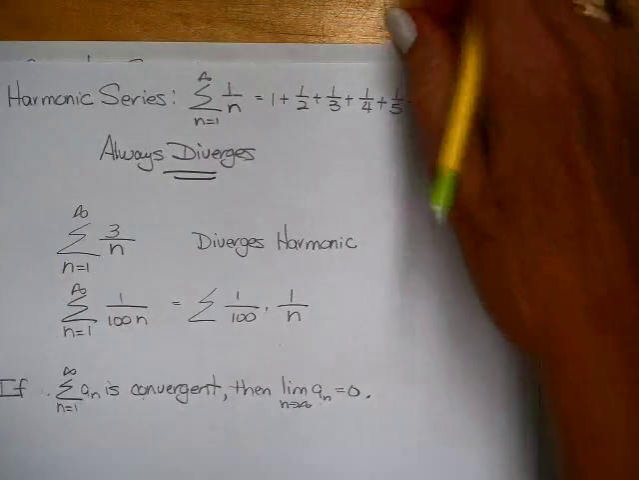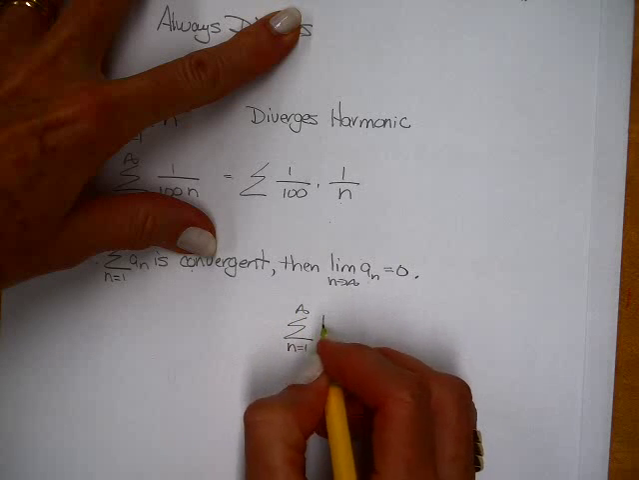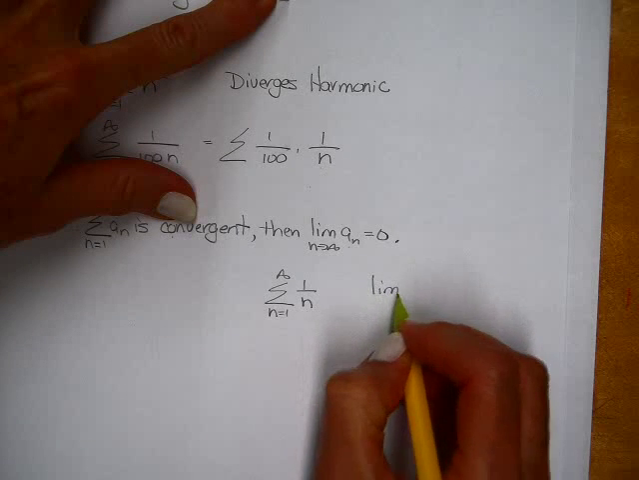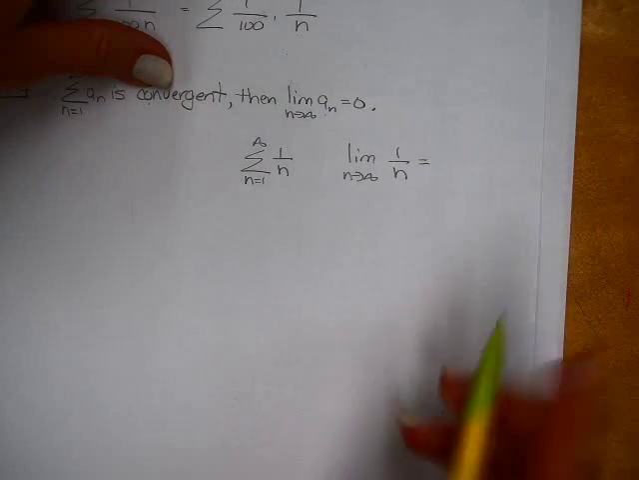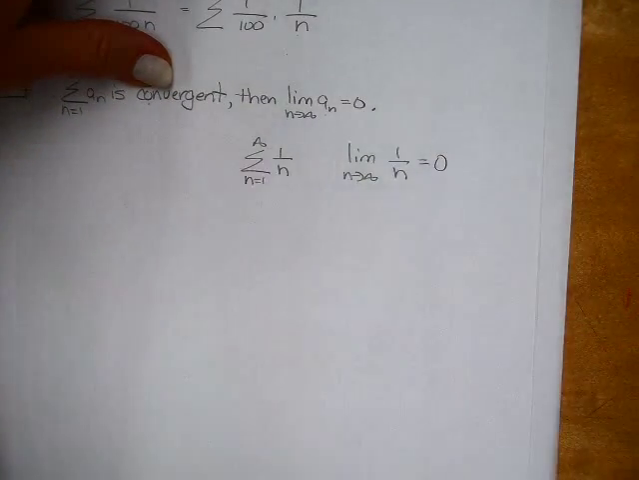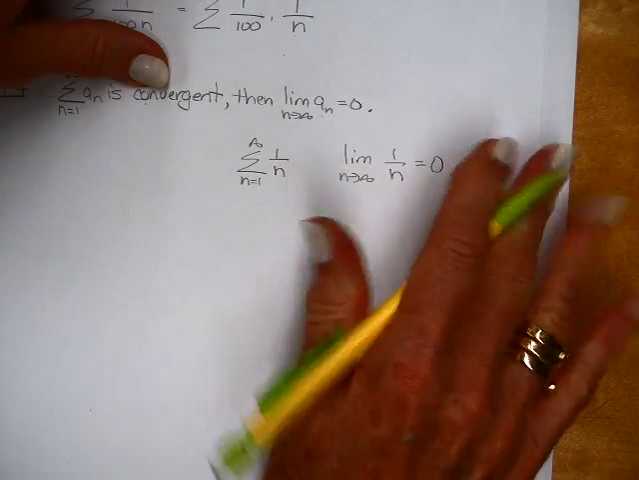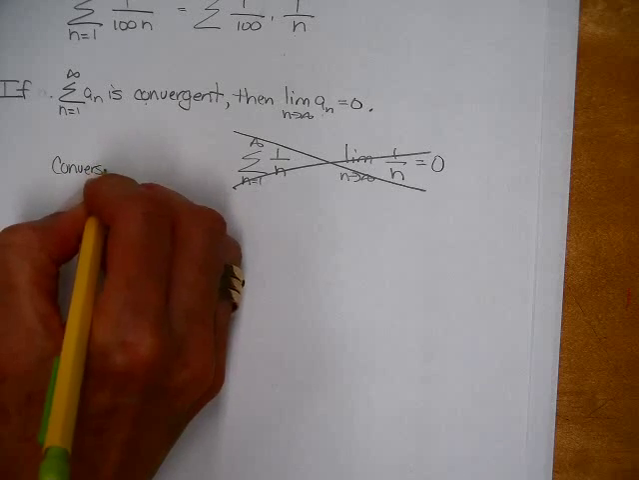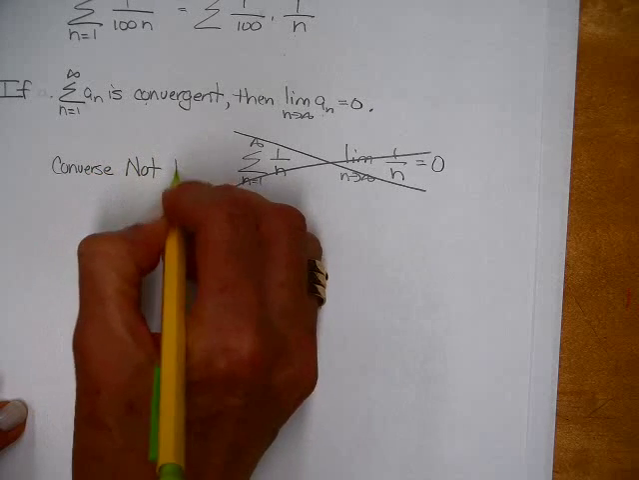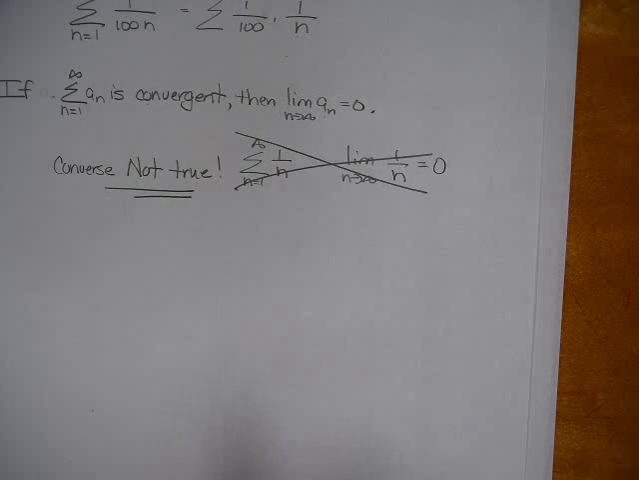I can take this one as an example right here. If you look at this harmonic series from n equals 1 to infinity of 1 over n, and you look at the limit as n approaches infinity of 1 over n, what is that limit? This limit is 0. But what do you know about the harmonic series? It diverges. So you cannot go backwards on this one. The converse is not true, so please don't ever try to use it. But what it does say is if a series is convergent, then the limit's going to be 0.